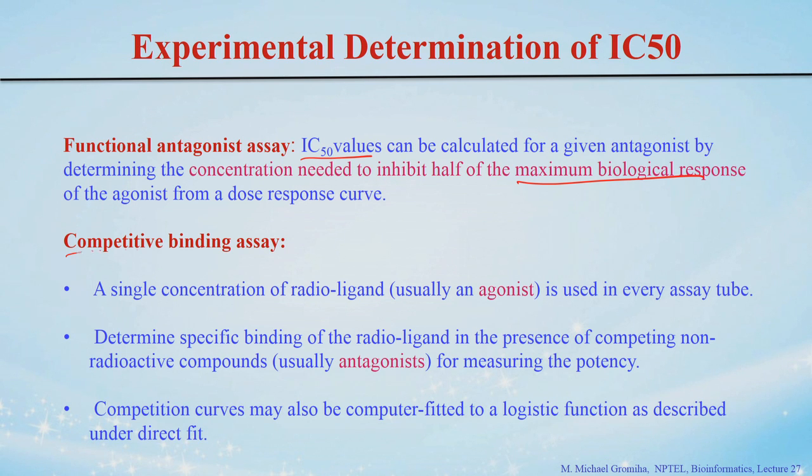Likewise, there is another assay, for example, the competitive binding assay. Here you use a single concentration of a radioligand, usually an agonist, in every assay tube. Then you determine the specific binding of the radioligand in the presence of competing non-radioactive compounds, usually antagonists. Then there is a balance for measuring the potency. Then you can see the competition curves, which can be fitted using computer models like the logistic function, to see the fit. So, there are different ways to get the IC50 values. You can use the competitive binding assays or the functional antagonist assays.